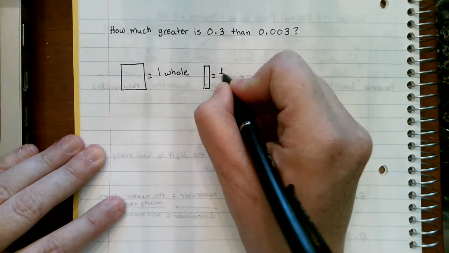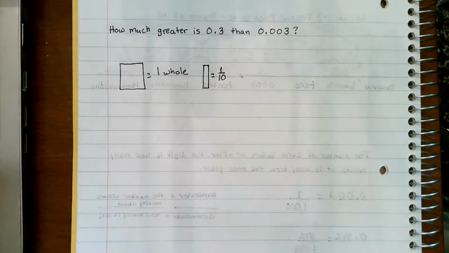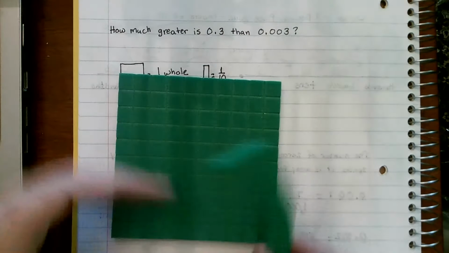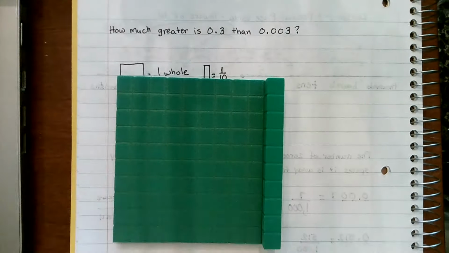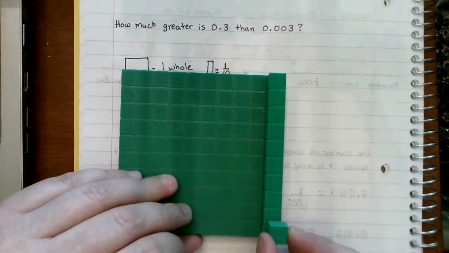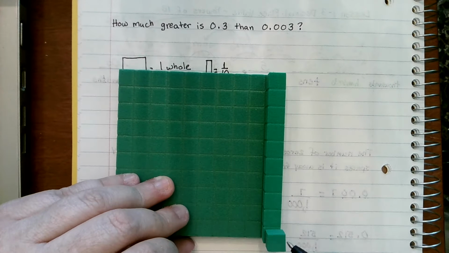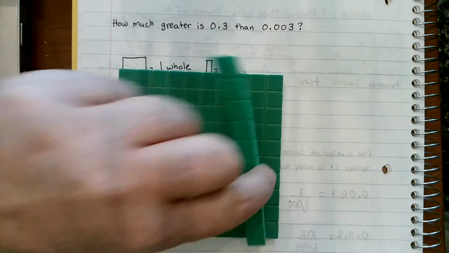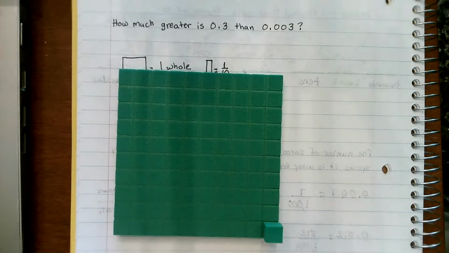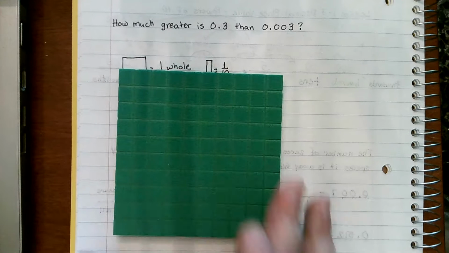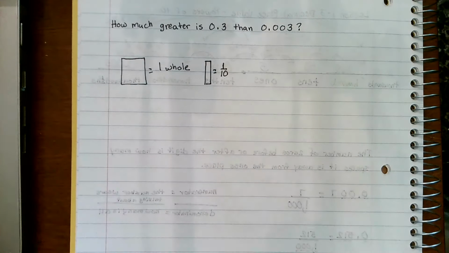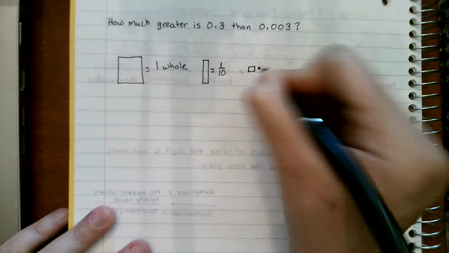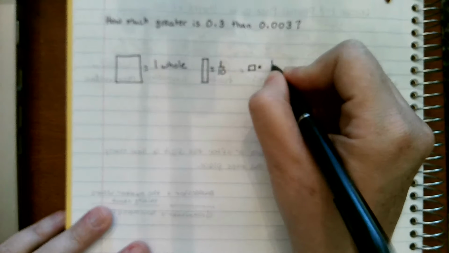So this would be 1/10. So this was my whole, this was 1/10. So this little guy, well, it takes me 10 of these to get to this. So that would be times 10, and 10 of these to get to this. So this would be worth 1/100. My little square would equal 1/100.